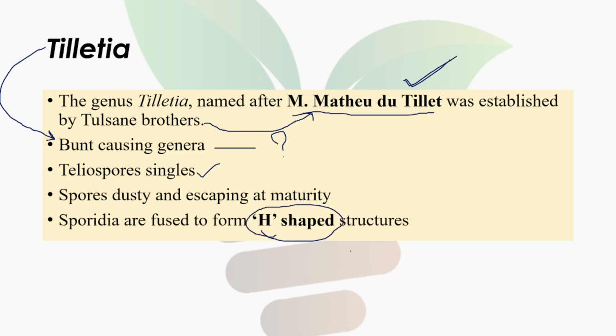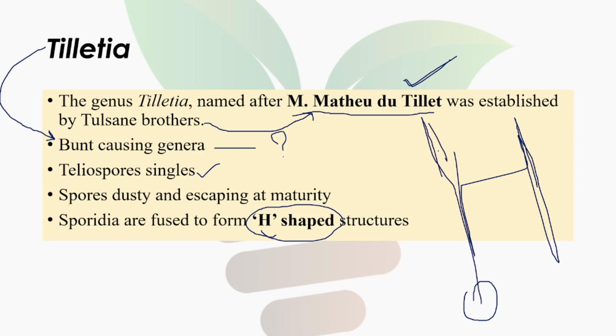This question was asked in 2018. What is the shape of the sporidia that a Tilletia pathogen produces? H-shaped sporidia, because once it germinates, it will produce an H kind of sporidia. I will show you at the end of this lecture.